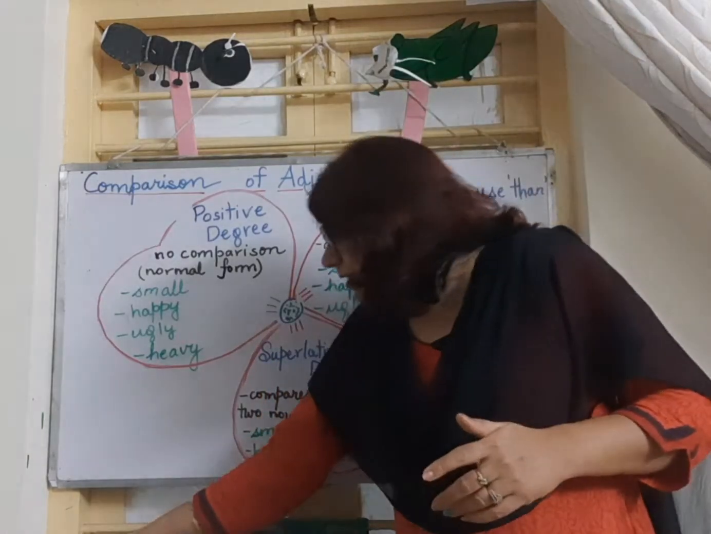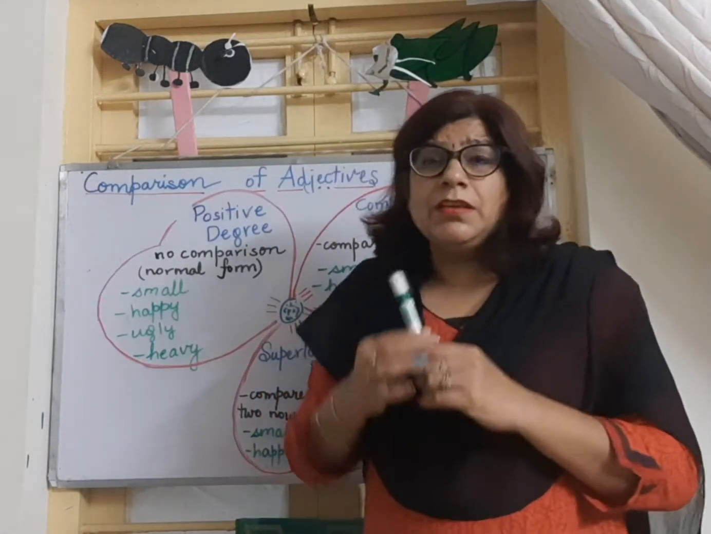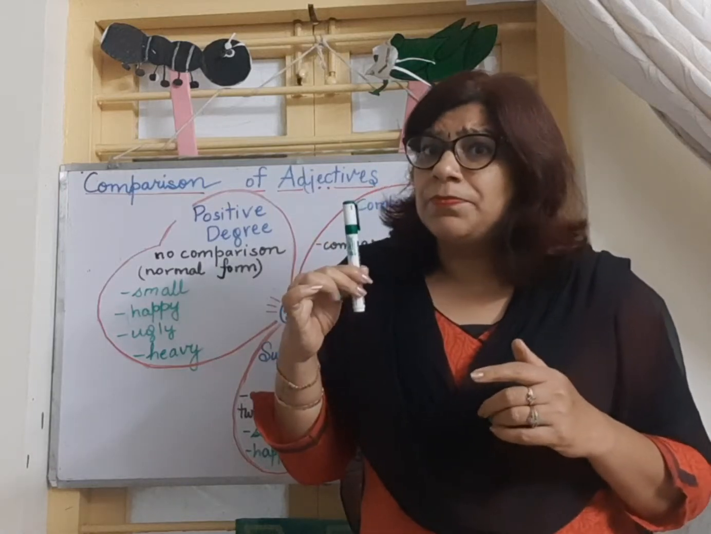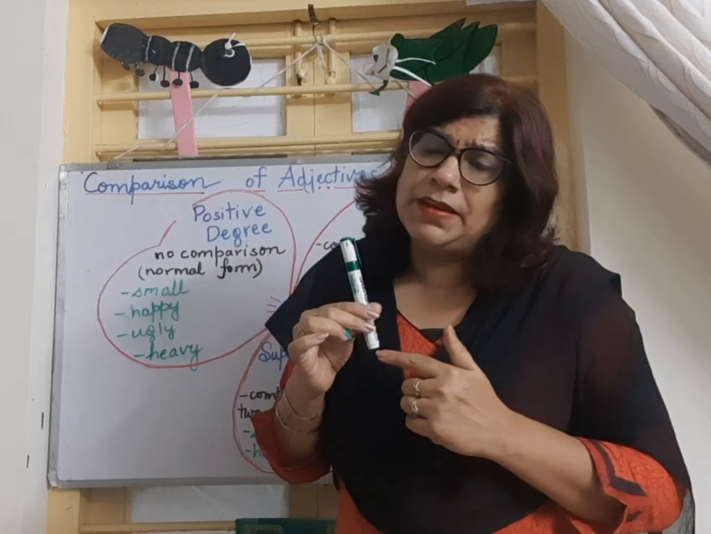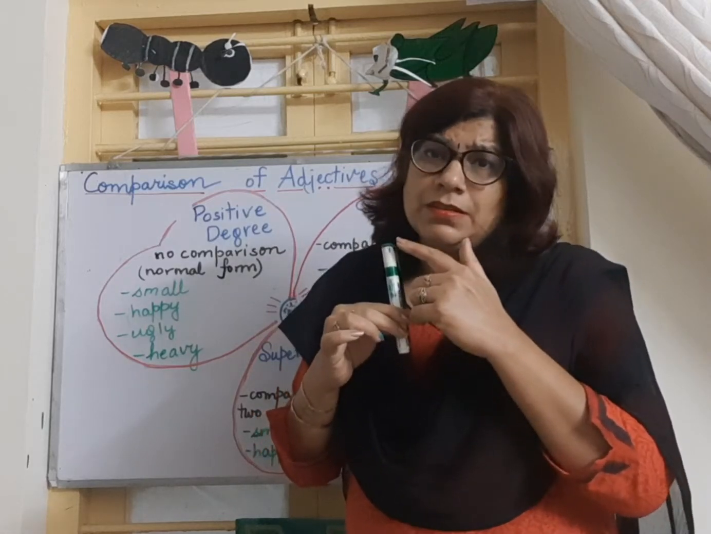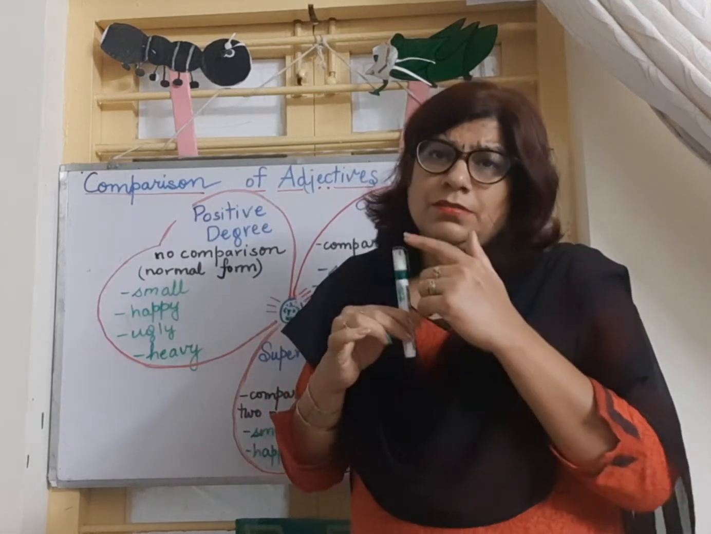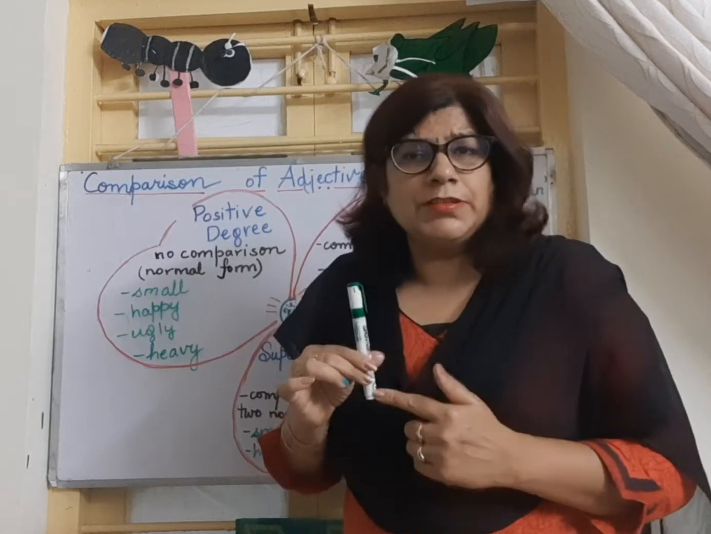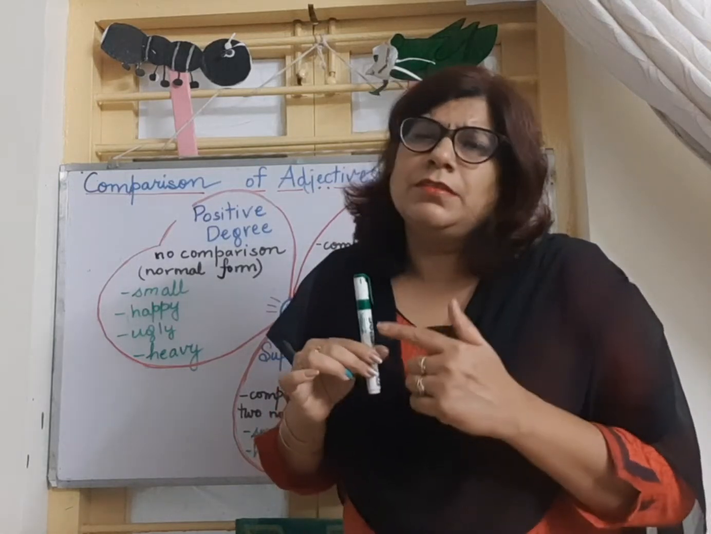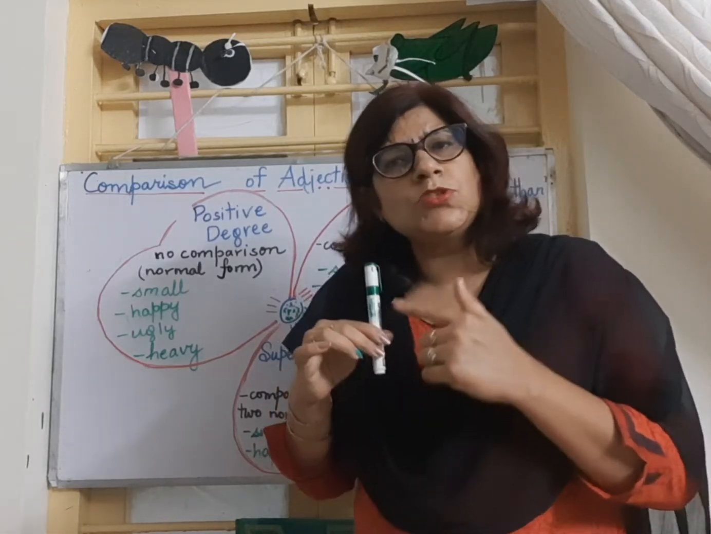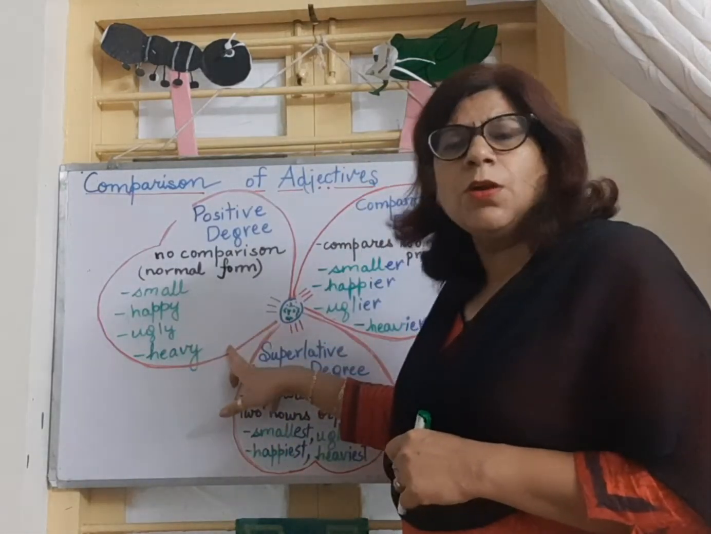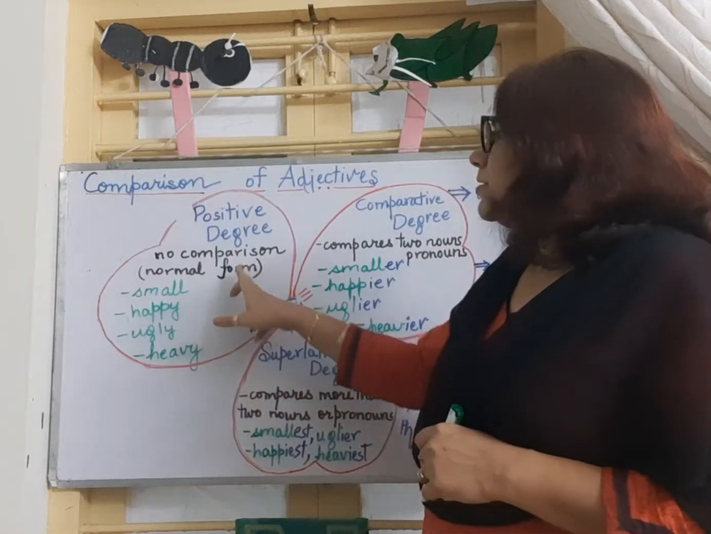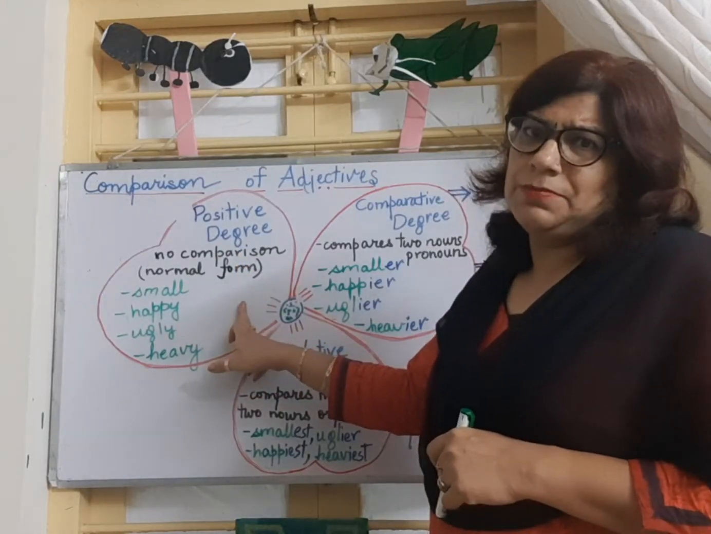Suppose I take the example of this pen. If I talk about this pen, then this is a green pen, this is a cylindrical pen. So the word green, small, big, whatever I will use for this pen will be the positive degree. So words like small, happy, ugly, heavy, all are included in the positive degree of comparison.